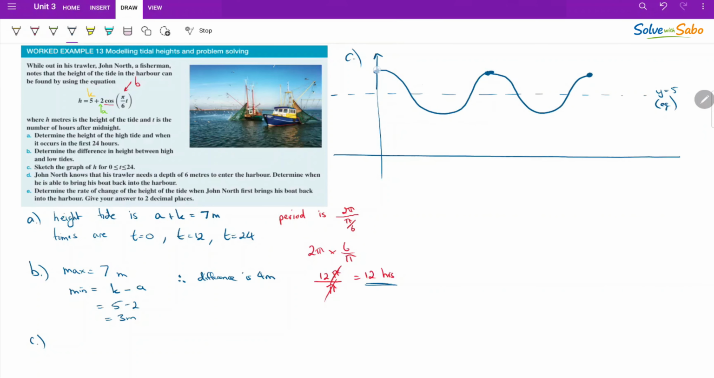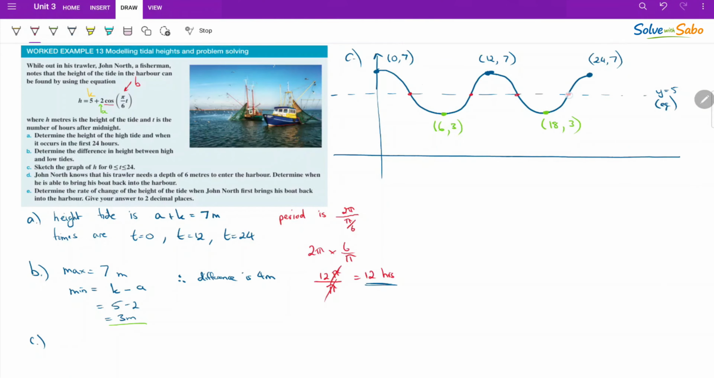So we said these maximums are going to be at 0, 12, and 24. We also said these maximum heights are 7 meters. Now, let's just think logically about our minimums. The minimums are halfway between the maximums, so they're going to be at 6. Then this one's going to be here at 18. And we saw before from transformations, our minimums are 3 meters. The only other points we'd need to know are these points.